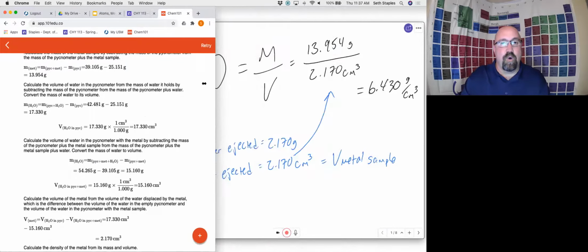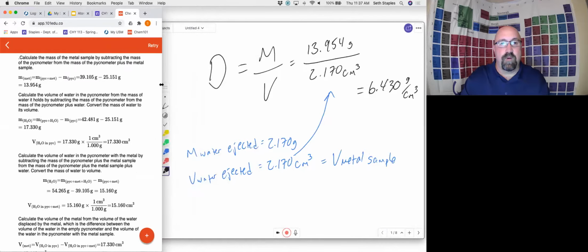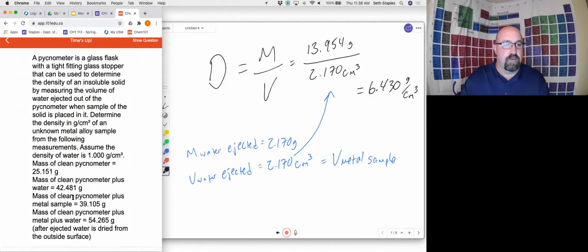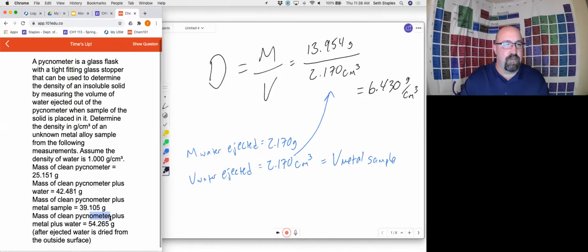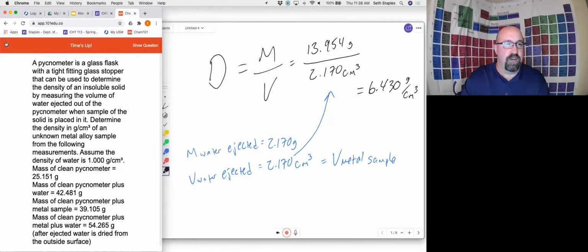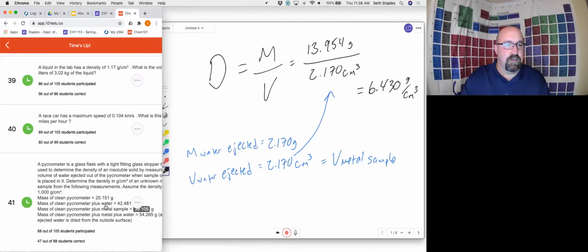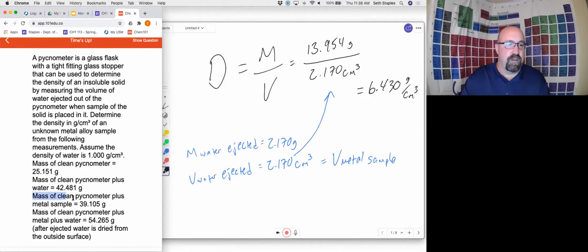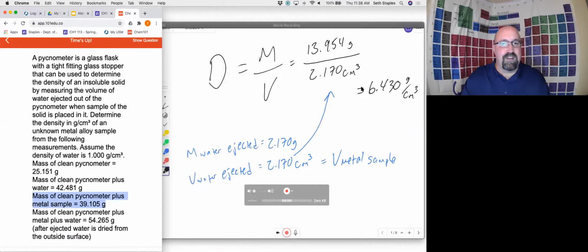And so again, your number from your problem is going to be a little bit different because you were given different amounts for your, what was it? I think for the mass of the, it was this one here, if I remember right. It's not grayed out anymore, so I don't see it. Yeah, the clean pycnometer plus the metal. So you had a different number right here. So you'll find a different density, but it's the same exact process.